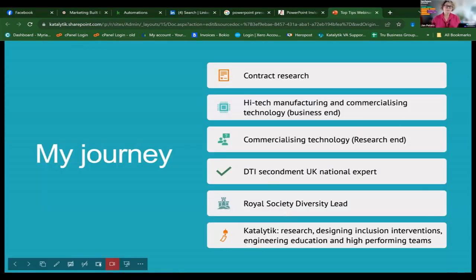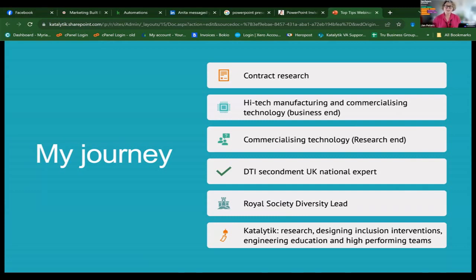So my journey to here today has come through doing contract research in a university, working in high tech manufacturing, commercializing science and technology at the business end, and then moving into the science policy end to do the same. So it's very much been around interacting with different people in different walks of life, translating deep technology into a way that end users and customers can use.